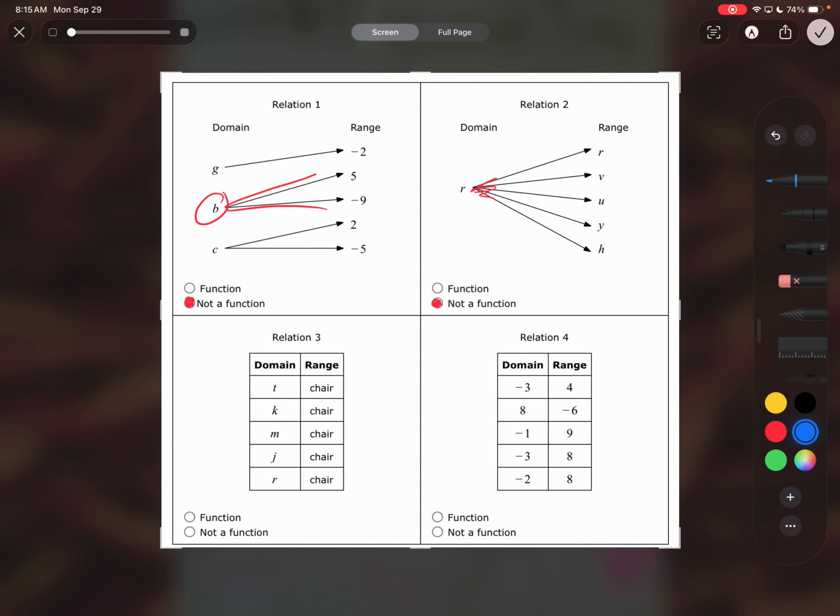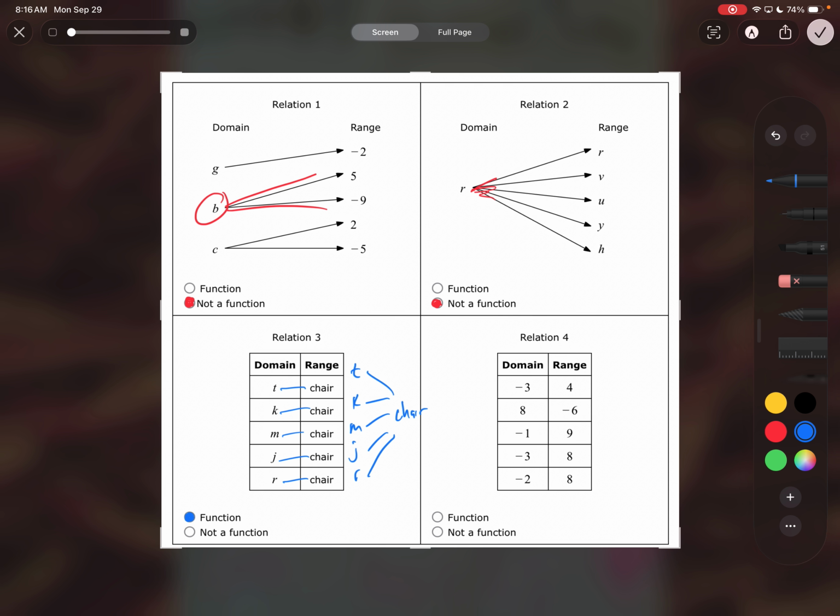On the next one, if I ask what T goes with, you would say chair. K goes with chair. M goes with chair. R goes with chair. J goes with chair. They all go with chair, but this would be a function because for every X there's exactly one Y. It doesn't matter that they all go to the same thing. If I drew this with arrows, T, K, M, J, R all go to chair, but there's only one arrow coming out of each of those.